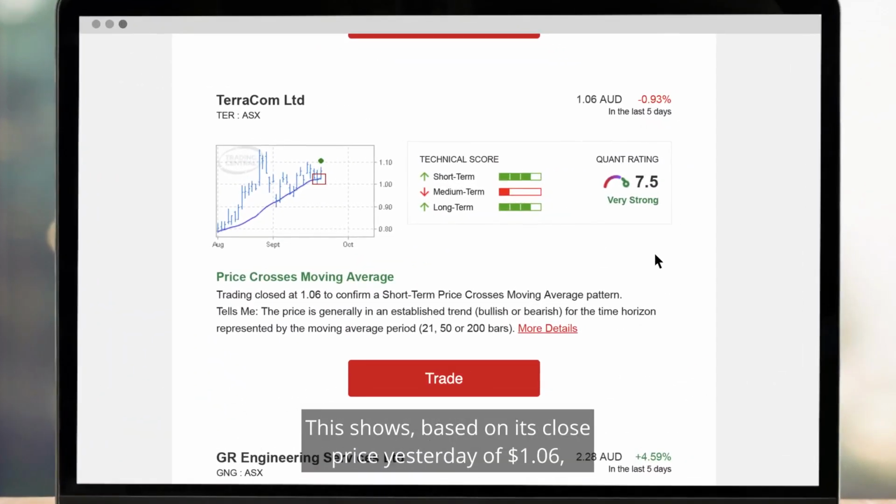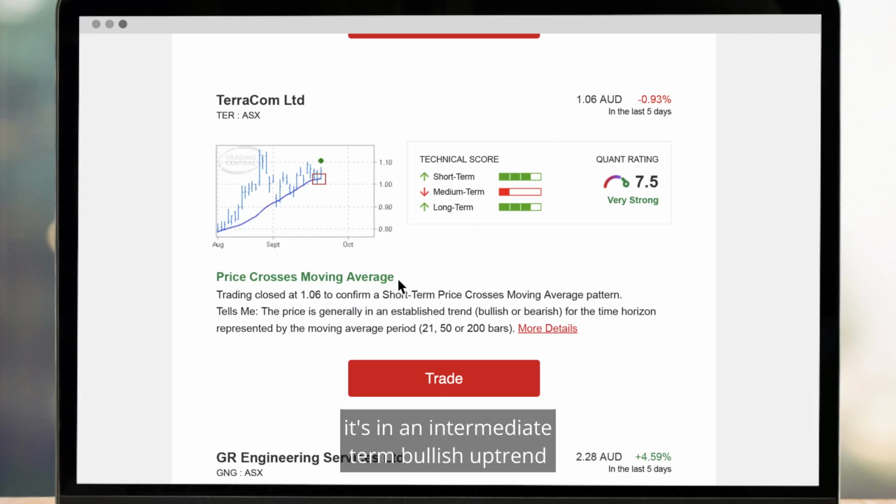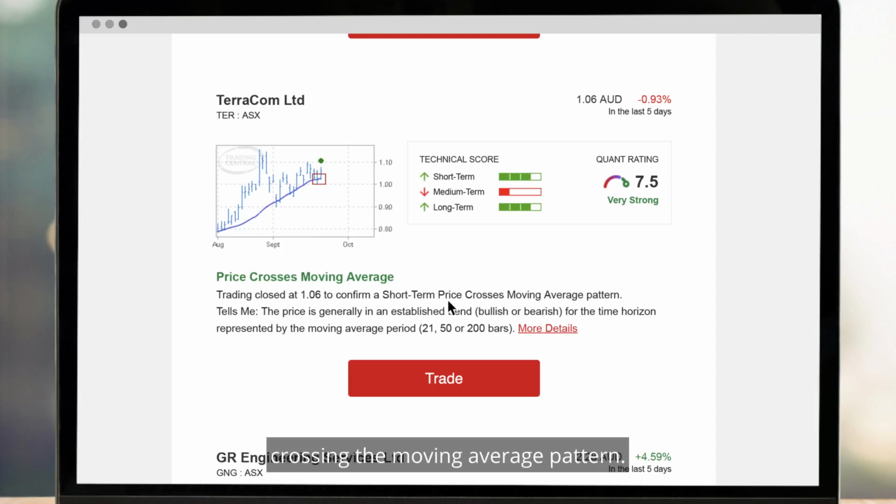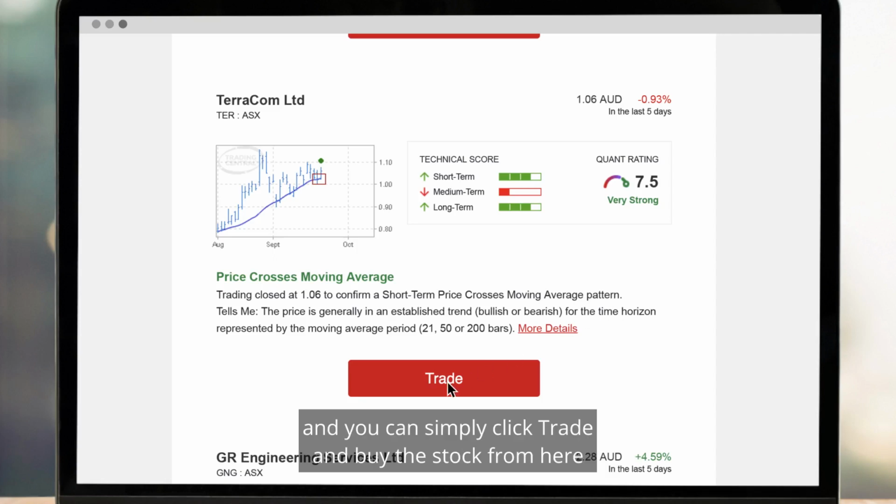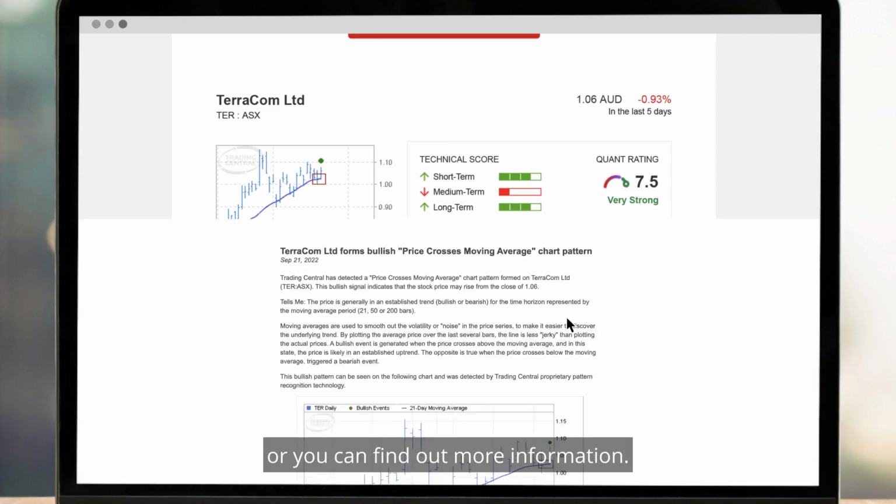This shows, based on its close price yesterday of $1.06, it's in an intermediate-term bullish uptrend, with the short-term price crossing the moving average pattern, meaning the stock is likely to go higher. And you can simply click trade and buy the stock from here, or you can find out more information.